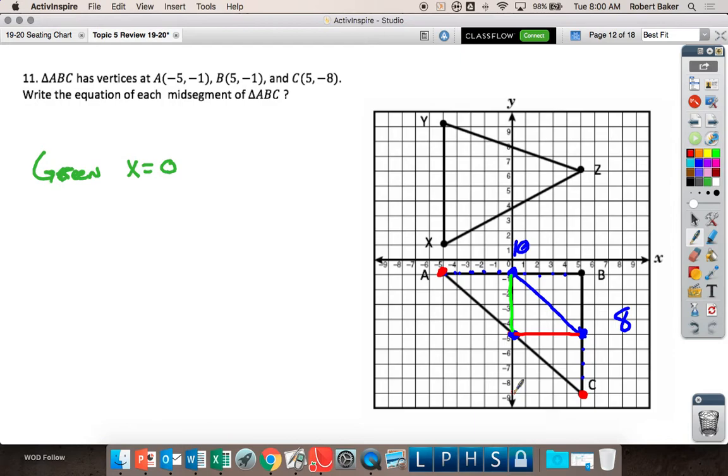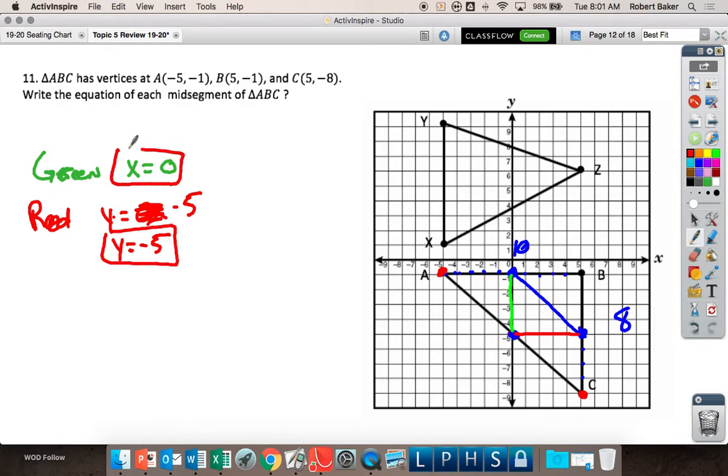Let's talk about the red line. The red line is a horizontal line. So the red line has a 0 slope. So we have 0 x's. And we need to find the y-intercept. Where does it go through the y-axis? Right here at -5. So we don't write the 0 x's. We just write y equals -5. So we have 2 equations right now.